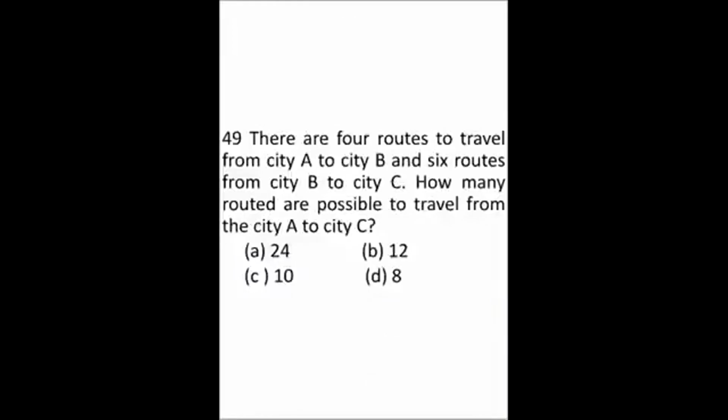There are 4 routes to travel from city A to city B. This is from here A to B, 4 routes, and 6 routes from B to C. Suppose this is how many routes are possible to travel from city A to C. So 4, and then here these are independent to each other. So this will be 6 into 4 or 4 into 6, that is 24 routes in total. So answer is A.